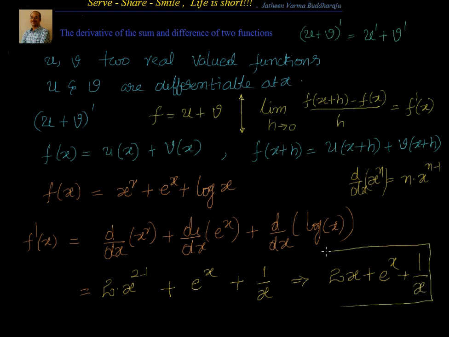So whenever we see that a function can be split into functions for which the derivatives already exist, you can individually find their derivatives and sum them up or subtract as needed. So the derivative of the sum and difference of two functions is equal to the sum or difference of those individual derivatives.